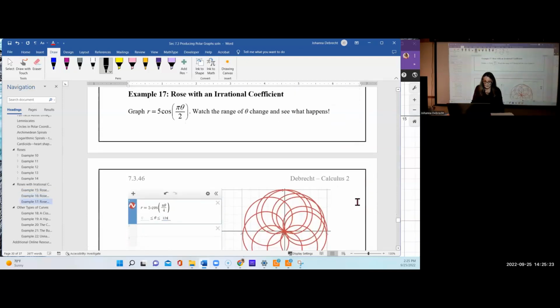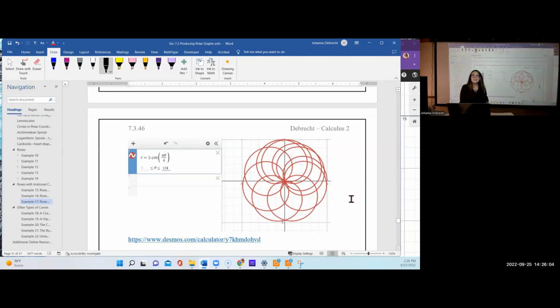Now let's take a look at what happens when the rose has an irrational coefficient. To make it irrational, all we need to do is multiply or divide by an irrational number, like pi or e or the square root of 2 or square root of 3 or something like that. So I multiplied theta by pi over 2. And we're going to watch these images down here and see what happens as the value of theta gets larger and larger. Now with a rational coefficient, it's a closed curve, which means it produces the same pattern over and over and over again. But with an irrational coefficient, it becomes what we call space filling.